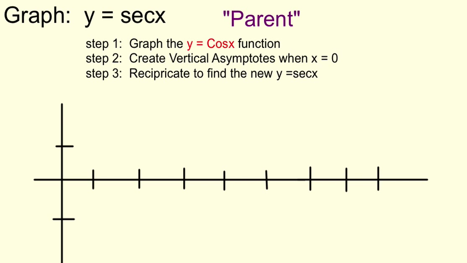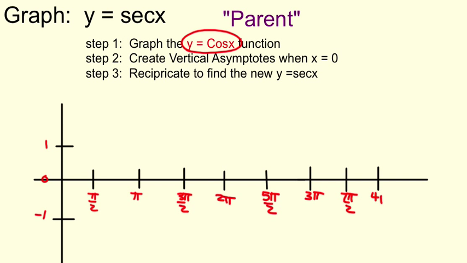Now that we've just done the cosecant function, the secant function becomes much easier. So now we're going to graph the cosine function, its inverse. So 1, 0, negative 1, pi over 2, pi, 3 pi over 2, 2 pi. There would be one revolution. I'm going to continue. 5 pi over 2, 3 pi, 7 pi over 2, 4 pi.